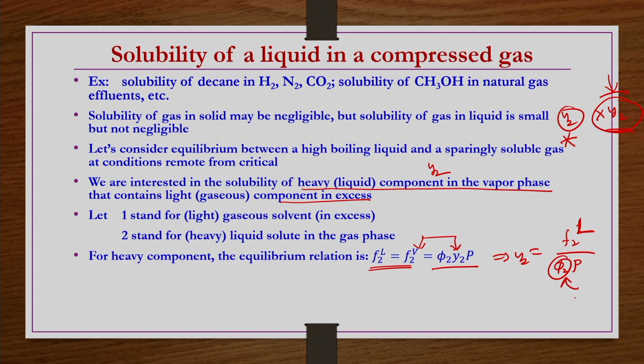Let us say the vapor phase, or the compressed gas phase, is described by the Van der Waals equation of state, then we have derived the phi2 expression. Similarly, if it is described by the virial equation of state, then also we have this phi2 relation. But this phi2 is a function of y2 as well, in addition to the temperature, pressure, and the parameters associated with the equation of state that we are using.